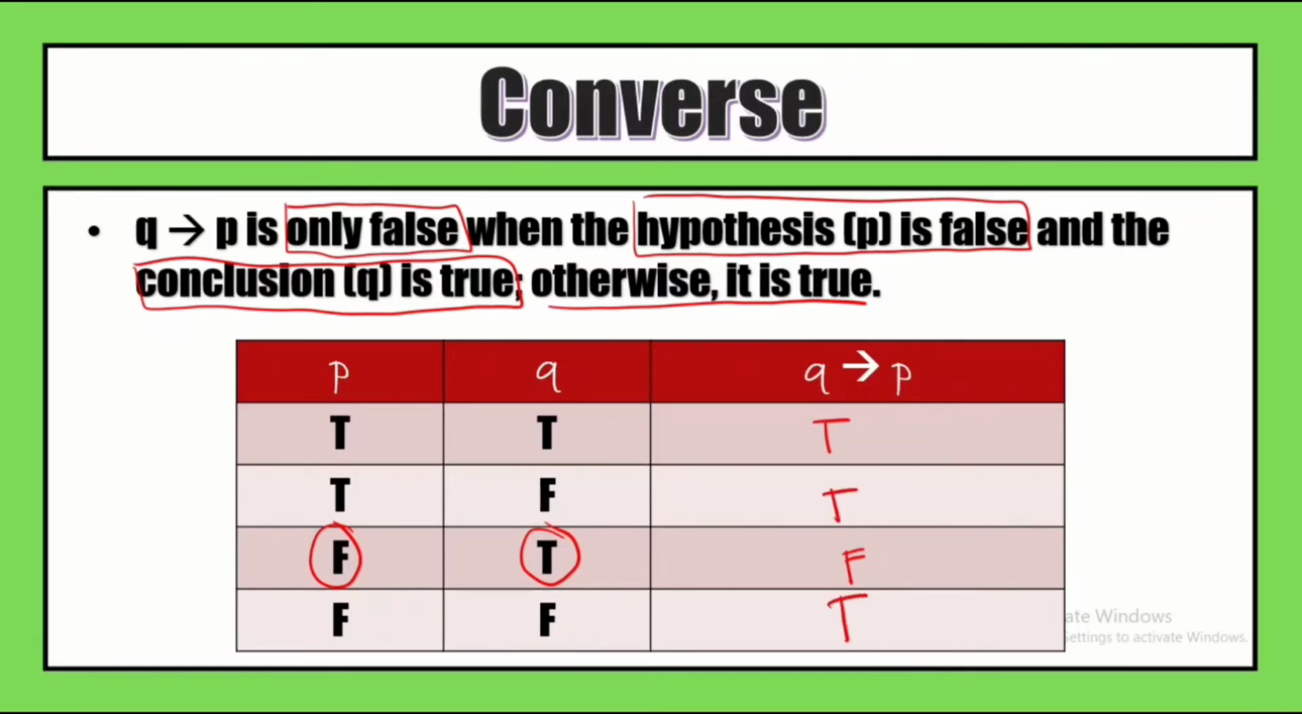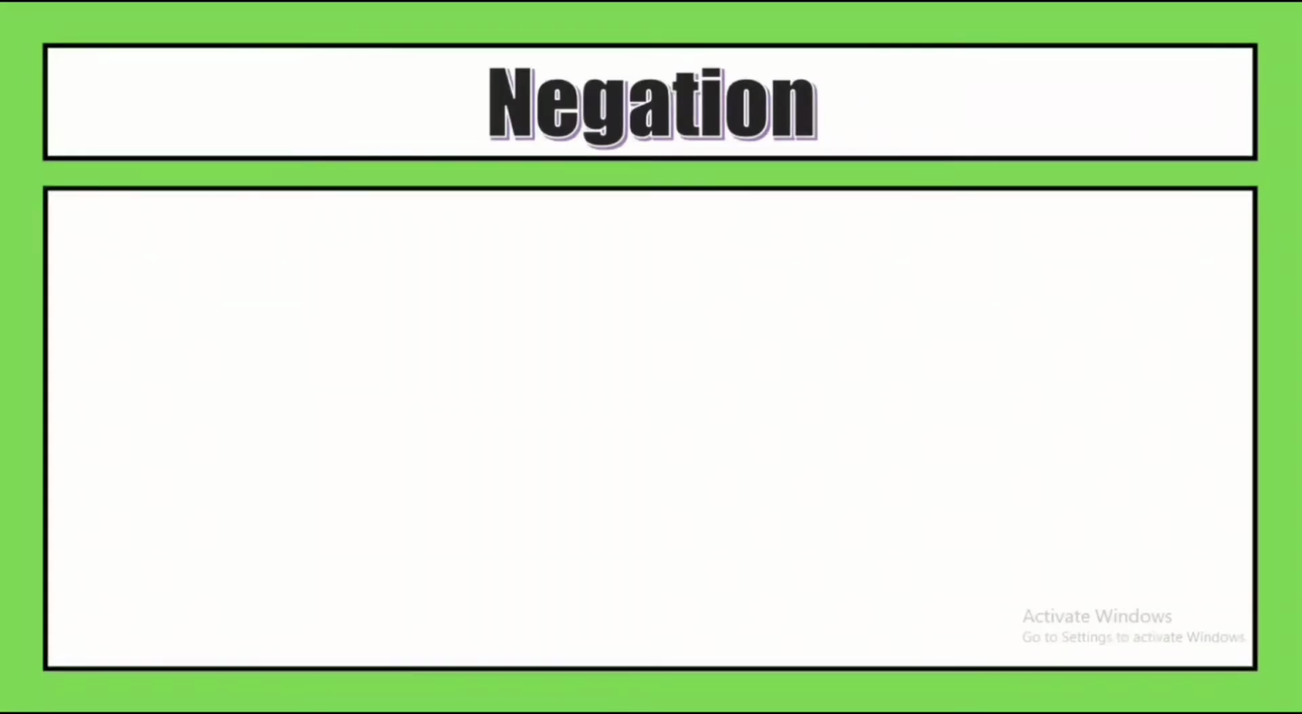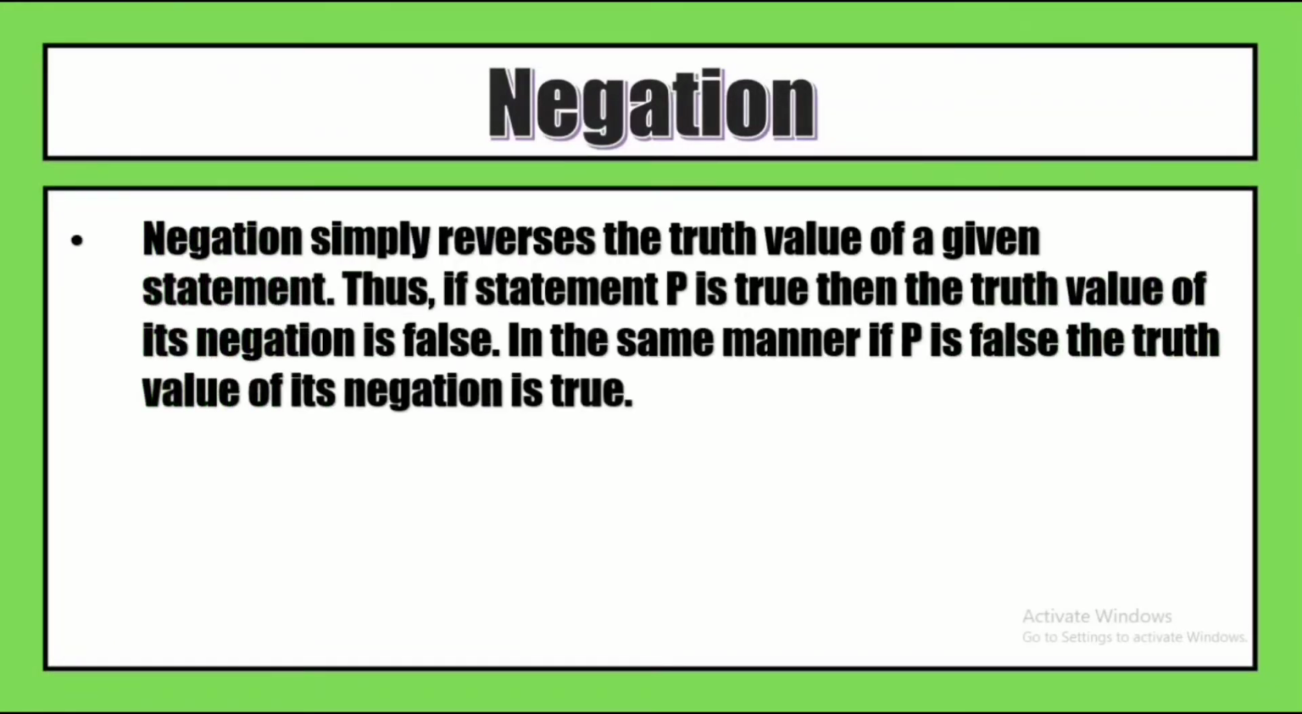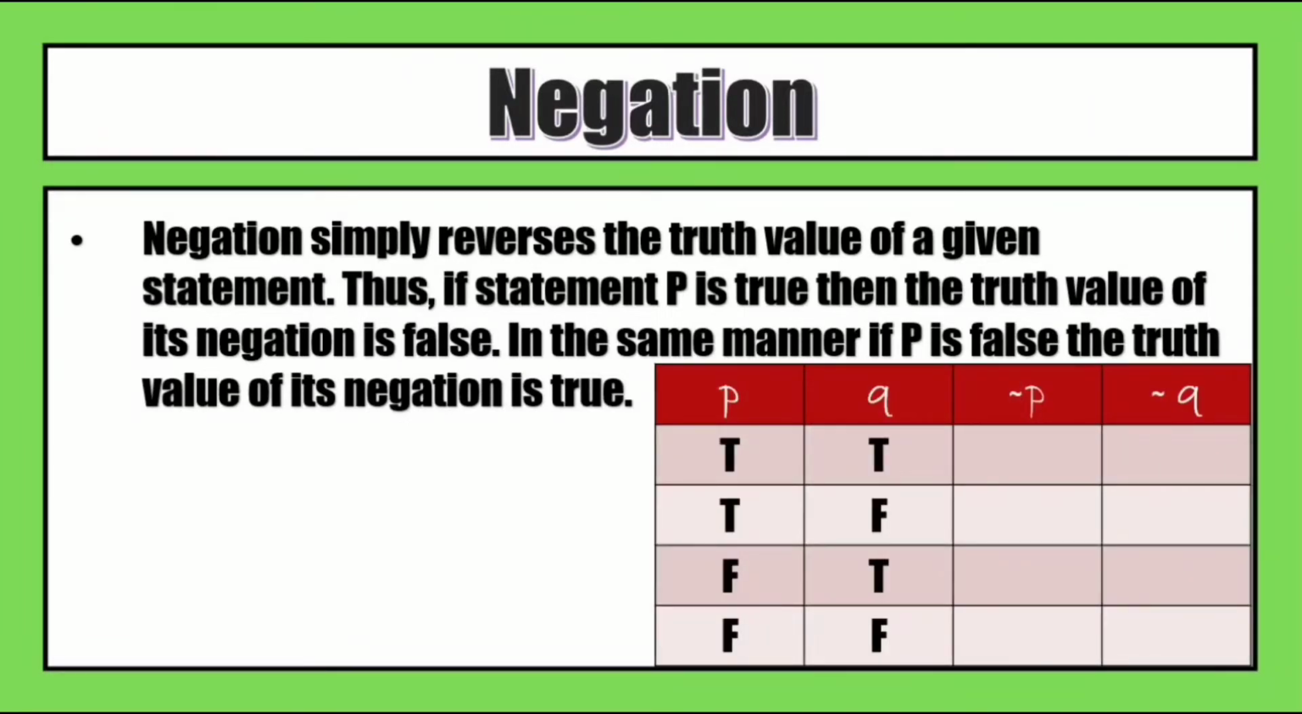Okay, converse. The next one is the negation. Ito yung pinaka-favorite ko sa lahat kasi kahit nakapikit ka, kayang-kaya mo siyang sagutan. Okay, negation simply reverses the truth value of the given statement. Thus, if a statement P is true, then the truth value of its negation is false. In the same manner, if P is false, the truth value of its negation is true. Or in short, sa Tagalog, sa under of the negation, kapag true, gagawin mo lang siyang false. Kapag false, gagawin mo lang siyang true.